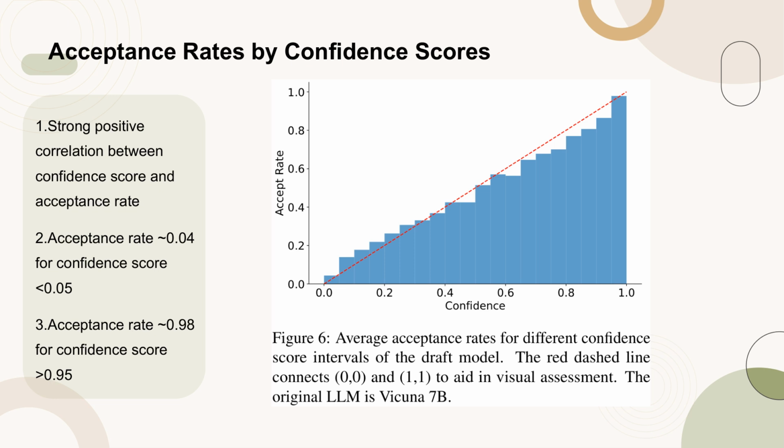tokens. Tokens with a confidence score below 0.05 have an acceptance rate of approximately 0.04, while those with a confidence score above 0.95 have an acceptance rate of about 0.98. This correlation allows for the estimation of acceptance rates without additional overhead, facilitating dynamic adjustments to the draft tree.